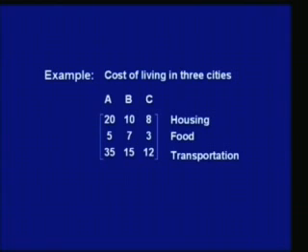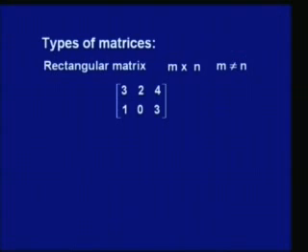in city C. Now we have types of matrices. This classification is done on the basis of the shape a matrix is having. Like a rectangular matrix is one where the number of rows and number of columns are different, that is, m is not the same as n. For example, in this matrix we have 2 rows and 3 columns. So, m is not the same as n.